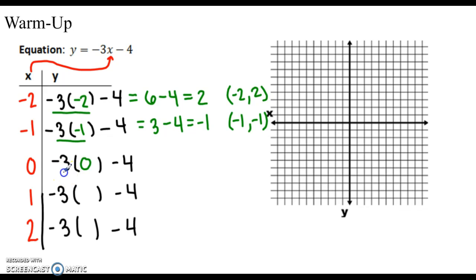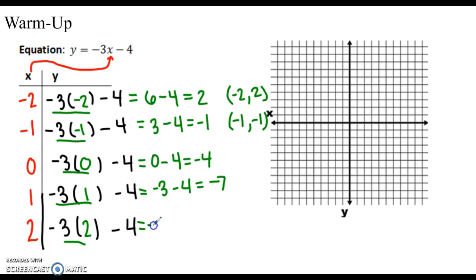Plugging in 0, multiplication first. 0 minus 4 is -4. Plugging in 1, multiplication first. -3 minus 4 is -7. Plugging in 2 next and last, multiplication first. -3 times 2 is -6. Minus 4 is -10. Let's get those other points on there. So 0, -4, 1, -7, and 2, -10.